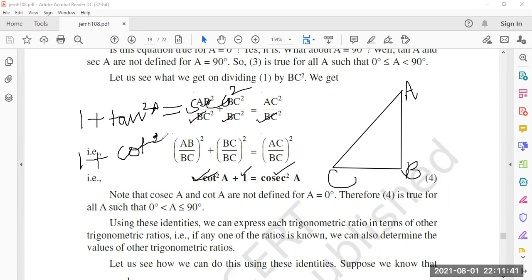1 plus cot square A is equal to cosecant square A. So easy way of remembering: 1 plus tan, 1 plus cot. 1 plus tan is equal to secant, 1 plus cot is equal to cosecant.